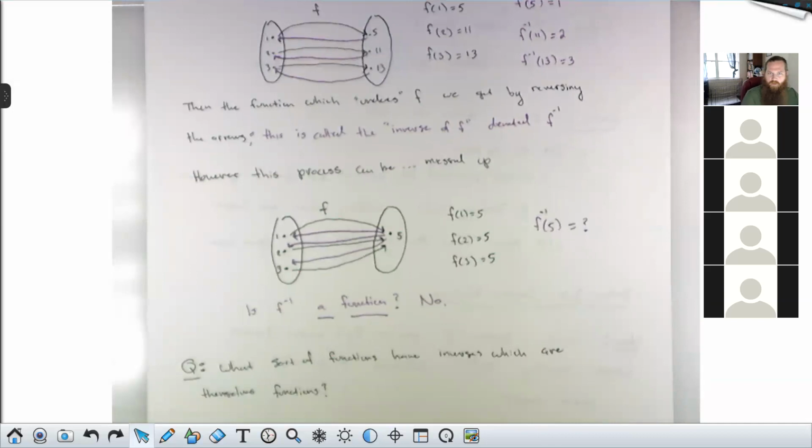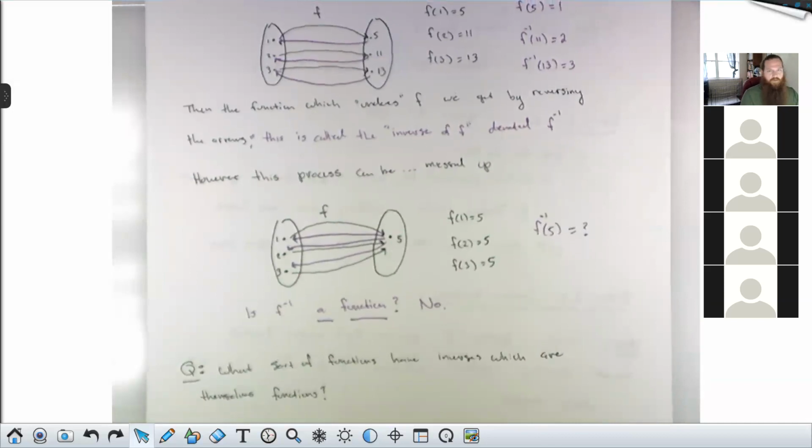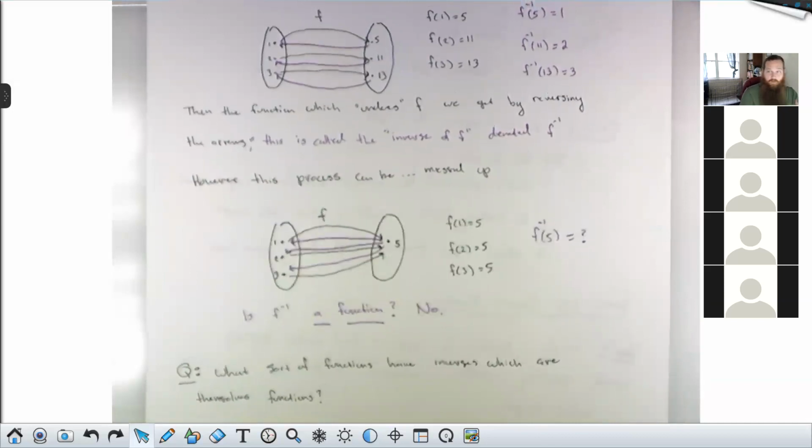What sort of restrictions do you need to put on the original function to guarantee that when you turn the arrows around, you get another function? An example of one is this guy. This guy didn't have any problems. Here, the purple arrows do describe a function. Each input for the inverse, which are outputs for the original, like 5, goes to one and only one output. Unlike here, where one input for the inverse goes to 3 different outputs.